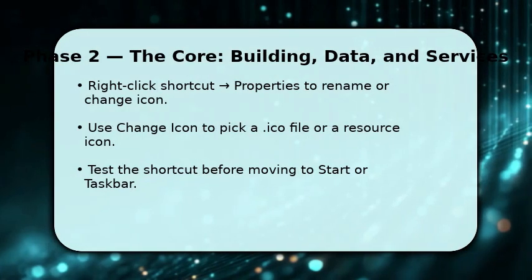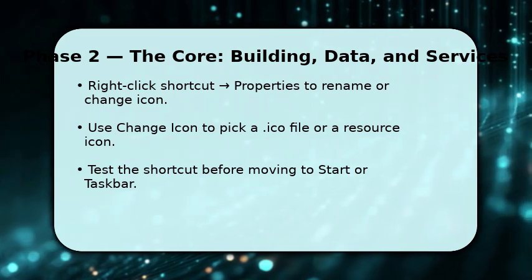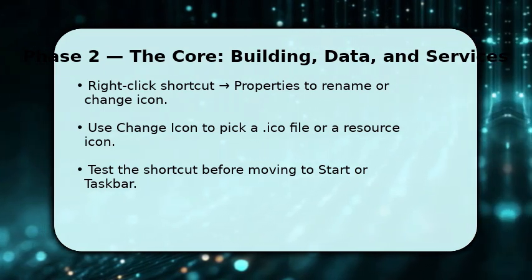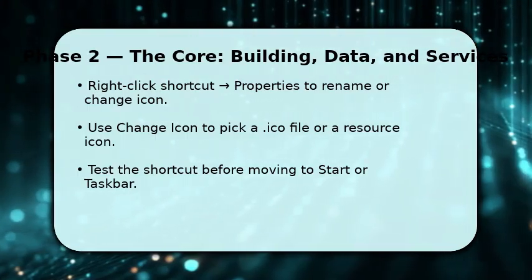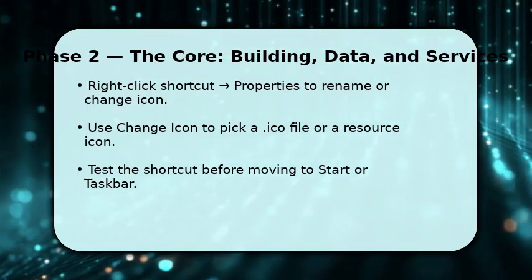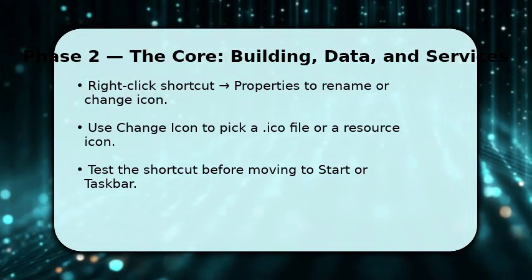Once you have the desktop shortcut, customize it so it's clear and usable. Right-click the shortcut and open Properties. There you can rename the shortcut to a friendly name and click Change Icon to select an ICO file or pick an embedded resource. After edits, click Apply and test the shortcut by double-clicking it.